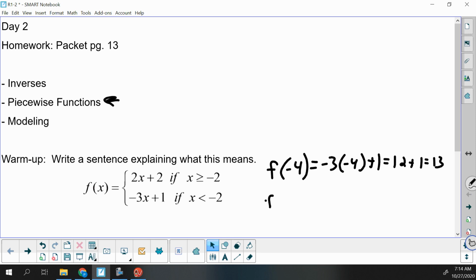If we had something like f of 0, well, 0 is greater than or equal to -2, so we should use the top one. So we do 2 times 0 plus 2, which is 0 plus 2, so you get 2. So a piecewise function is just different functions depending on which x value you use, so you have to decide which one you should use depending on the x value that is given. And we'll see those today.